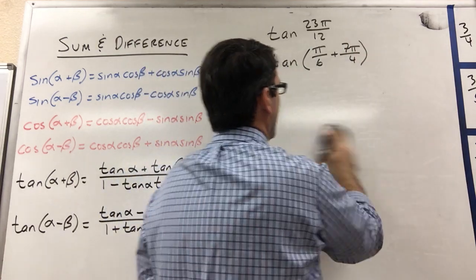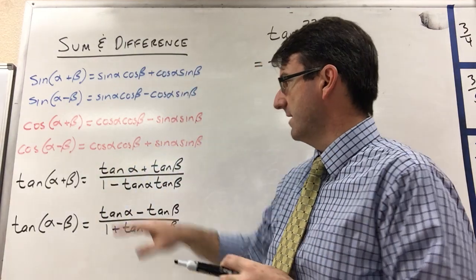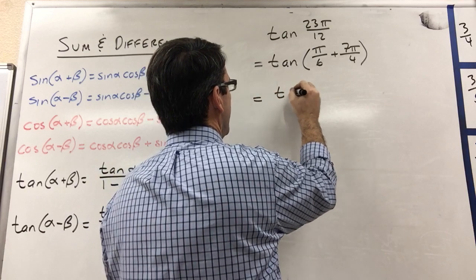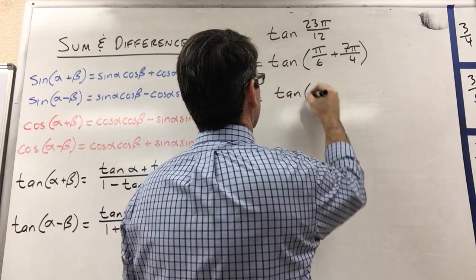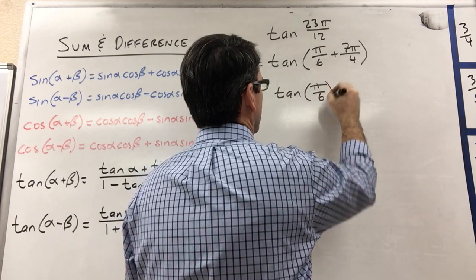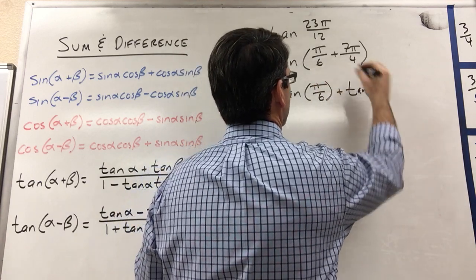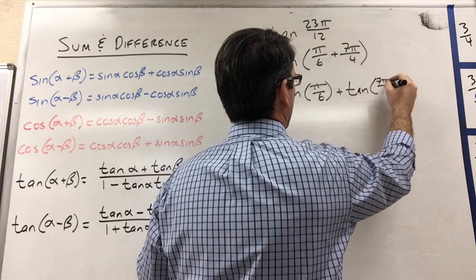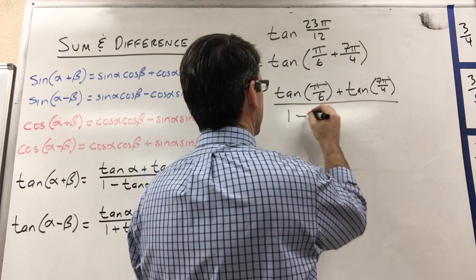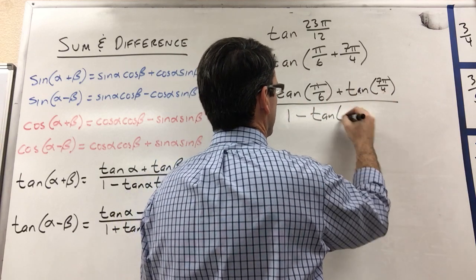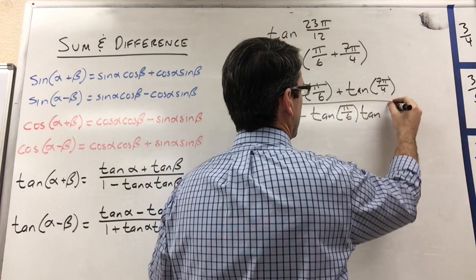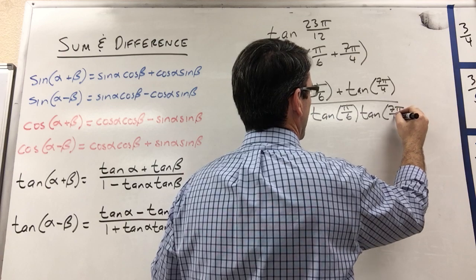All right. And then we're going to use our sum identity for tangent. We get the tangent of this first number, pi over 6, plus the tangent of the second number, 7 pi over 4, divided by 1 minus the tangent of this first number, pi over 6, times the tangent of the second number, 7 pi over 4.